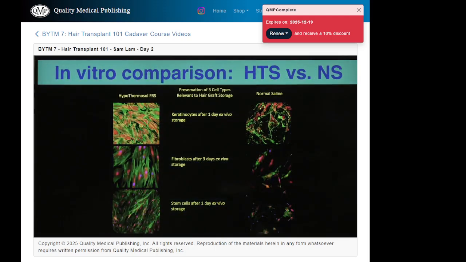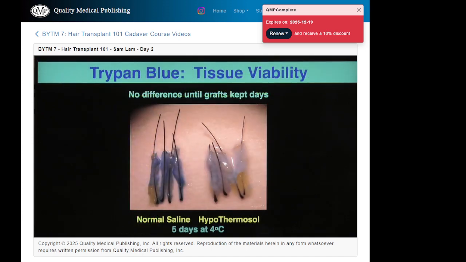Now, if you start to look at immunofluorescence studies with hypothermosol, you can see that there is a good viability of that immunofluorescence even days after, whereas if you look at saline, it's pretty much given out incredibly fast. Within hours, it's not as viable. Same thing if you're looking at a trypan blue stain, which looks at tissue viability. You can see that saline after 5 days is pretty much toast, whereas hypothermosol grafts look decently good at that point.